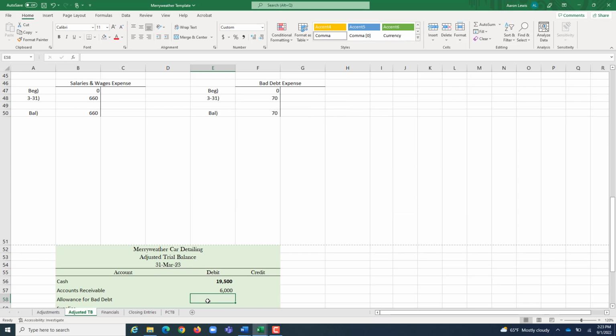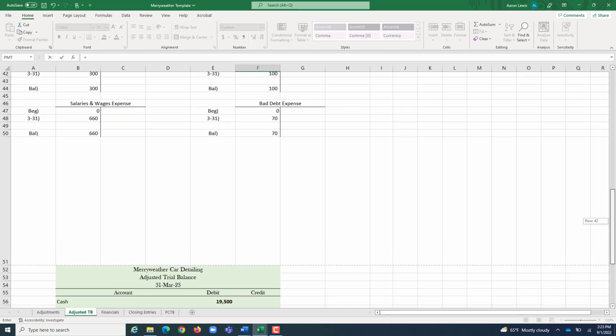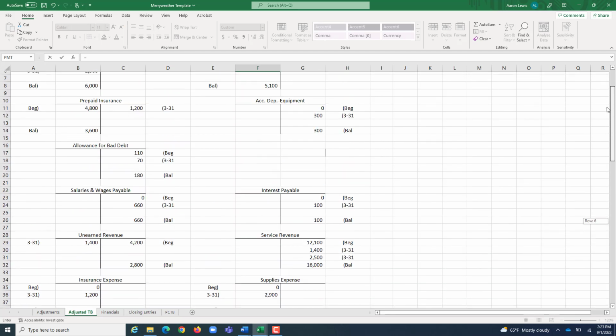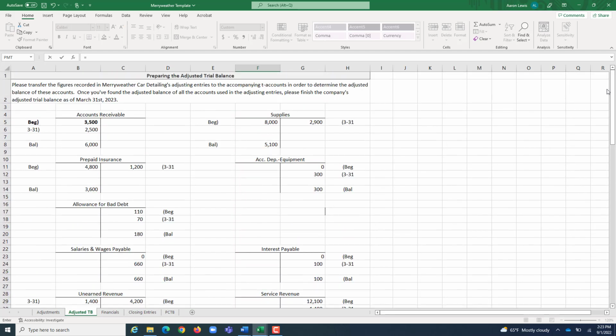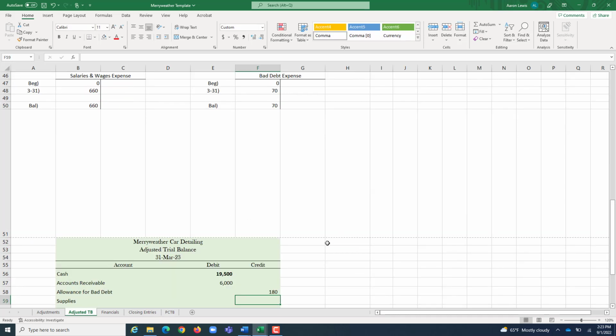For our allowance for bad debt, that is going to have a credit balance because contra asset accounts have a credit balance. So I'm going to go to the credit side. I'm going to hit equals. I'm going to scroll back up again. I'm going to find the balance to our allowance for bad debt, which is 180 on the credit side. I'm going to click it. I'm going to hit enter and bring that down to our adjusted trial balance.